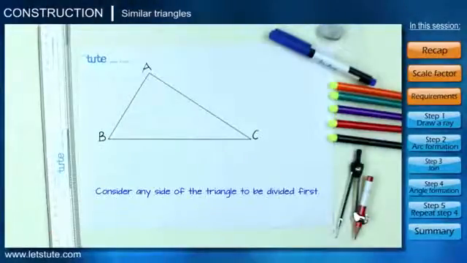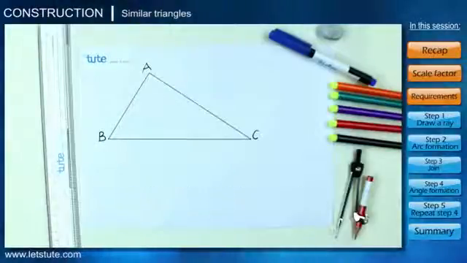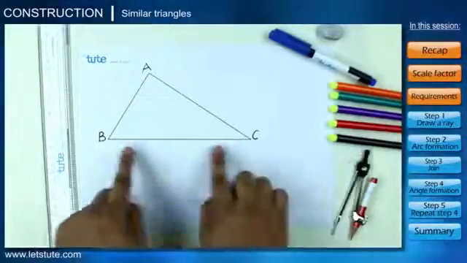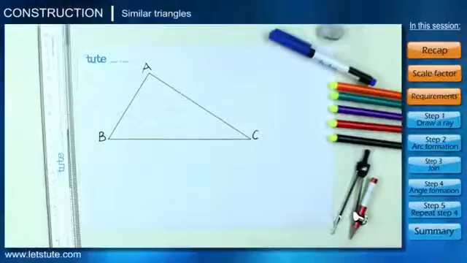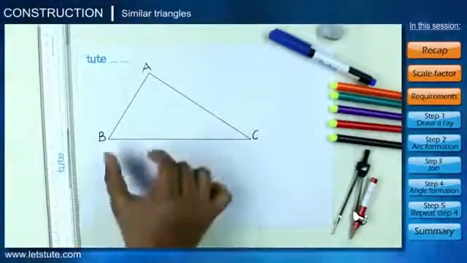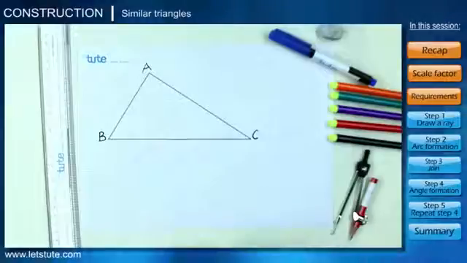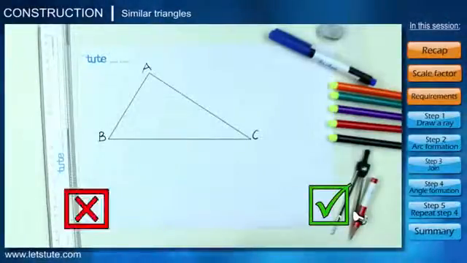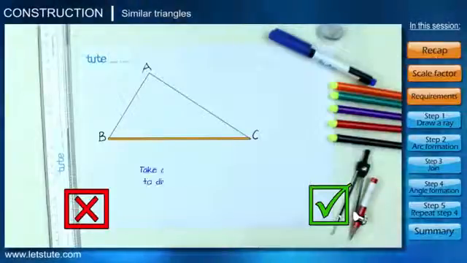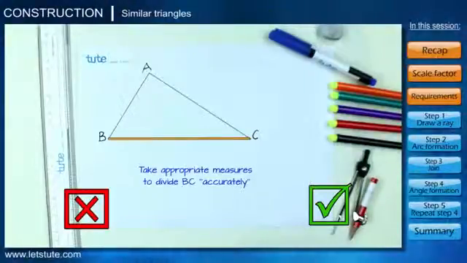So now let us go step by step and understand all the steps of construction. First of all, we have to consider any side of the triangle to be divided first. Just for convenience's sake, I am taking the side BC. But we cannot directly start dividing the side BC in 3 equal parts, because remember, we only have to use the compass and not a measuring scale. So in such a case, we can't take a risk of dividing BC inaccurately. And since geometrical construction is all about drawing accurately, we'll have to take appropriate measures.